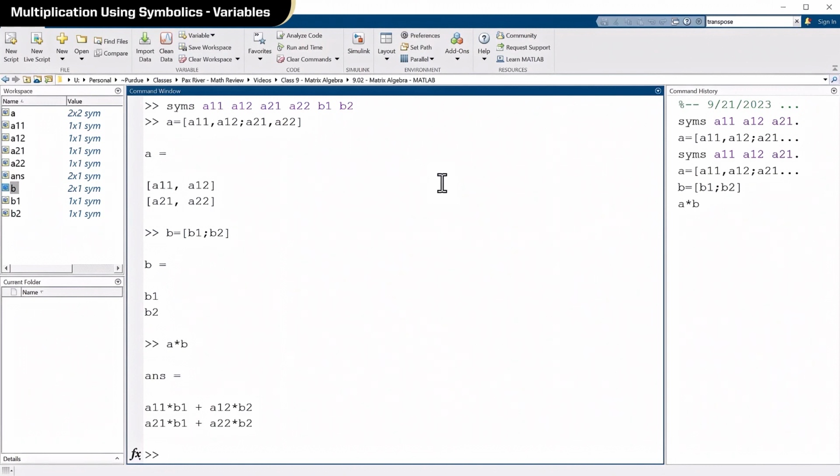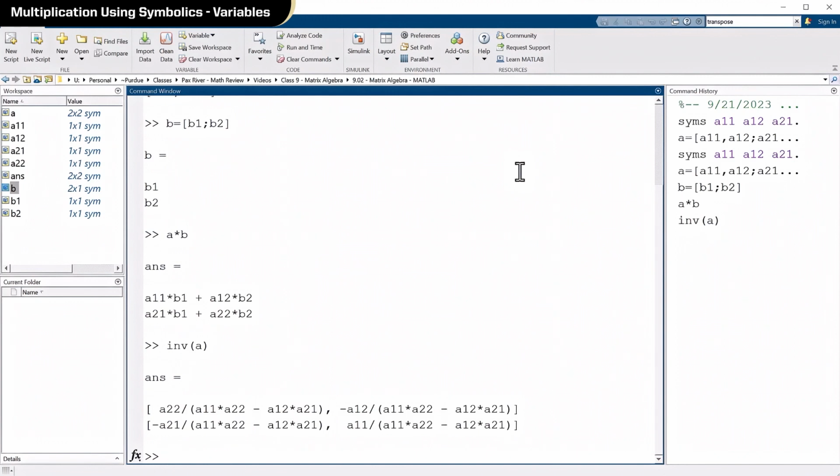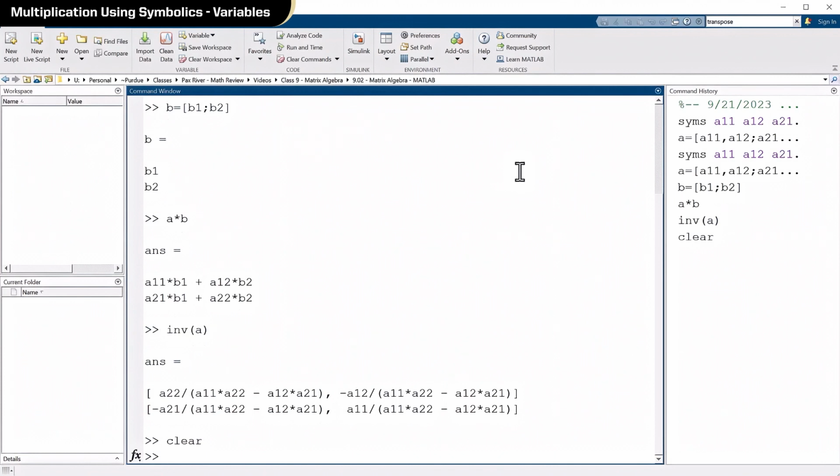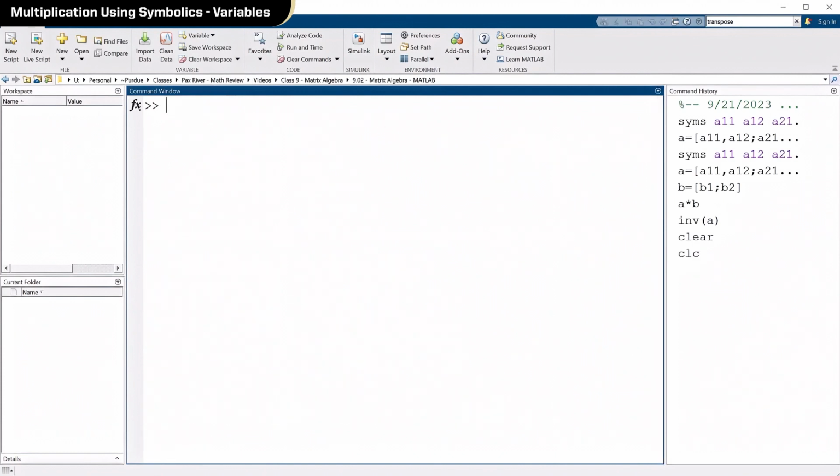Now where do you go from here? I don't know. You can start substituting in for A's and B's, I guess. You can invert A, I think. Let's try it. Yeah, there it is. There's the inverse of A symbolically. This gets extremely cumbersome for matrices other than n equal 2 or n equal 3. So there's not many places we can go with this. Let's go ahead and clear workspace and clear the command window.